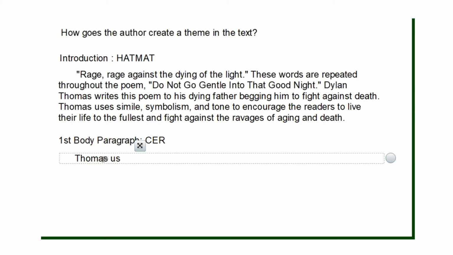Thomas uses a simile to represent a dying man's attitude towards death.